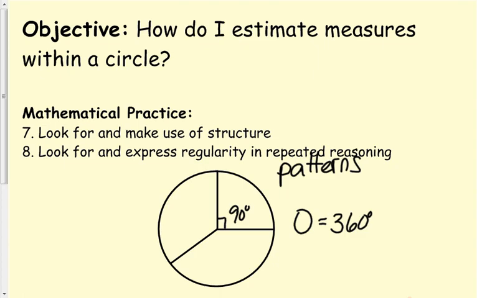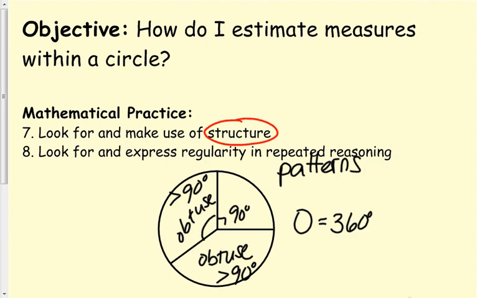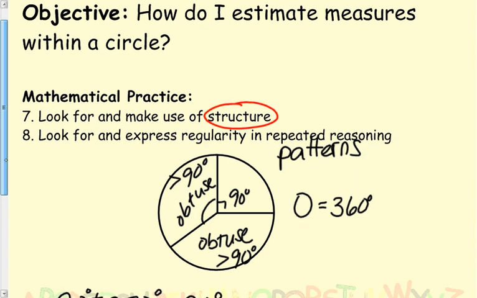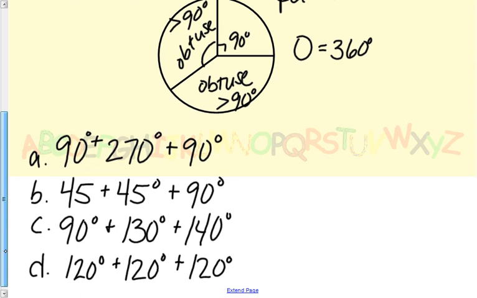Okay. Now, the other thing that I can tell right off the bat is that this angle is obtuse, and this angle is also obtuse. So I know that the angle needs to be greater than 90 degrees. So I'm going to use these descriptions of the circle, thinking about the structure of the circle and how it's put together, and then look at my four options.